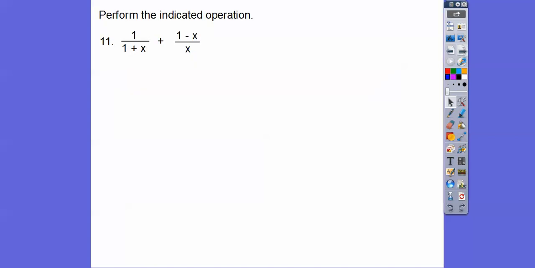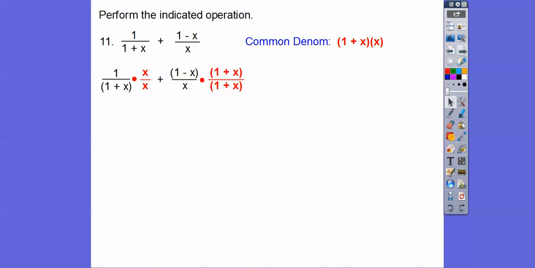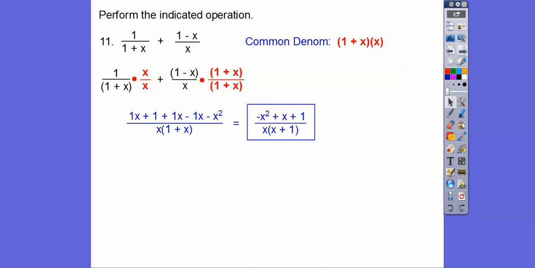All right, so here we're going to add fractions. Before we add fractions, we got to get a common denominator, okay? So the common denominator is 1 plus x times x. So we'll multiply the first one by x over x and the second one by 1 plus x, and then we'll multiply that stuff out. So now they have a common denominator, and then combine like terms, we get that, okay? And I don't think, no, this doesn't factor, so I tried factoring that. It doesn't factor, so we're done on that guy.